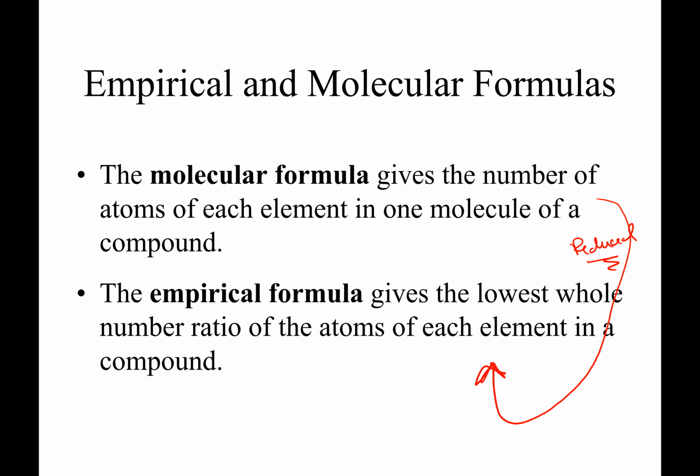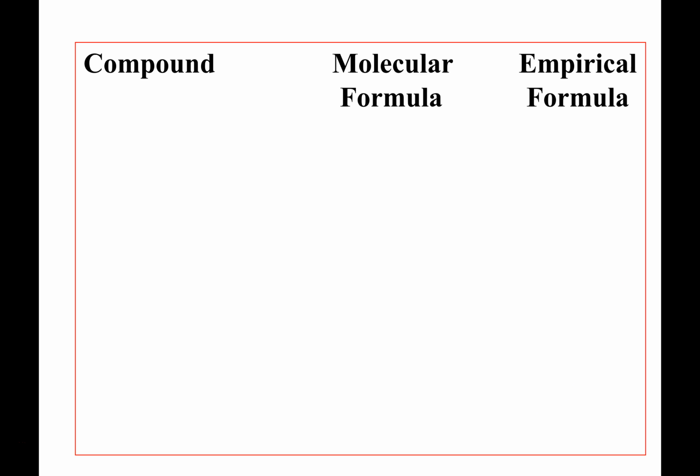The difference between the two is that with empirical formulas, you can't divide the set of subscripts by a whole number and get another set of whole numbers. So it's easier to show you. Here's an example. We have butane. The real deal for a butane molecule is 4 carbons and 10 hydrogens. So we can take 4 and 10, divide by 2, and get 2 and 5. So the reduced formula, the empirical formula, is C2H5.